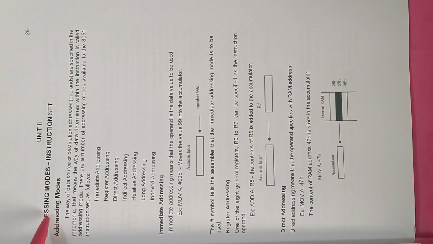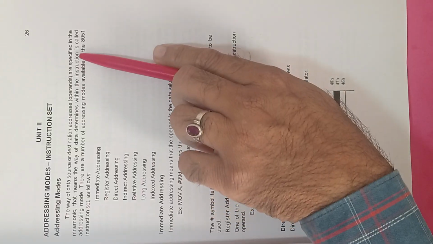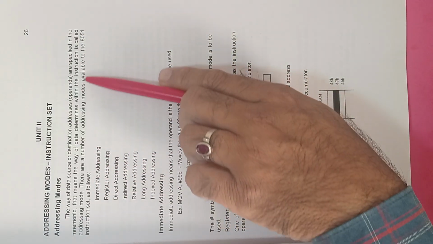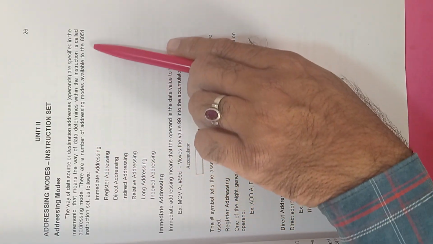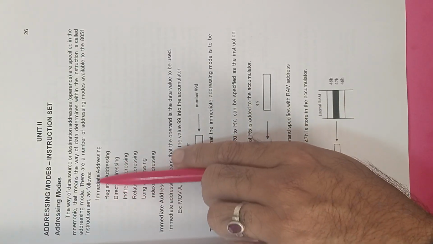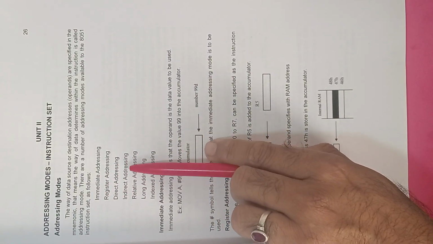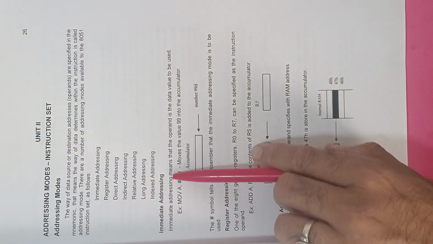The way of the addressing mode, just look into this. The way of data source or destination address operand are specified in the mnemonics. That means the way of data determined within the instruction is called addressing mode. There are a number of addressing modes available in the 8051 instruction set as follows: immediate addressing, register addressing, direct addressing, indirect addressing, relative addressing, long addressing, index addressing.